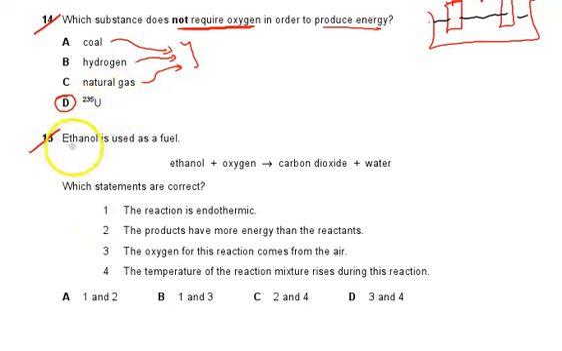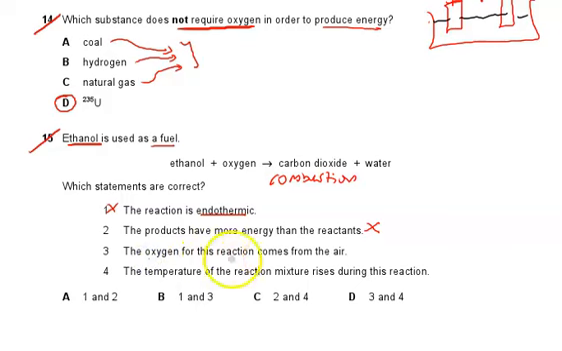Number 15, ethanol is used as a fuel. So we have ethanol, oxygen, carbon dioxide, and water. This is a combustion method. So here we have: the reaction is endothermic. No, when you have a combustion, it should be exothermic. So this is wrong. The product has more energy than the reactant, which is also wrong.